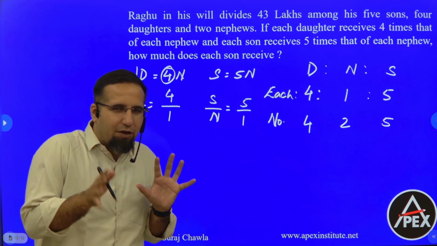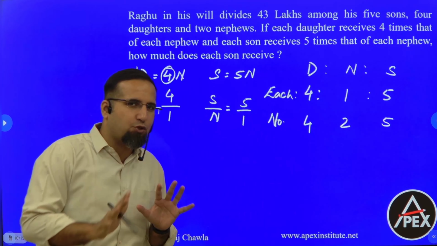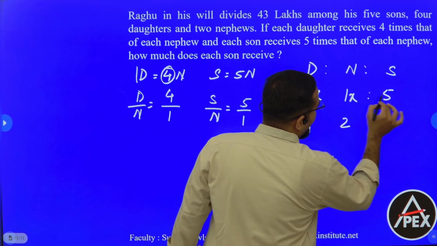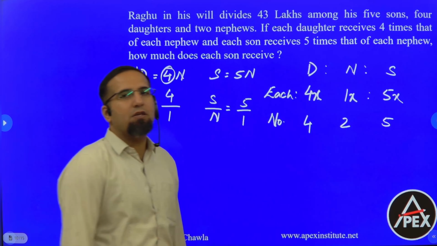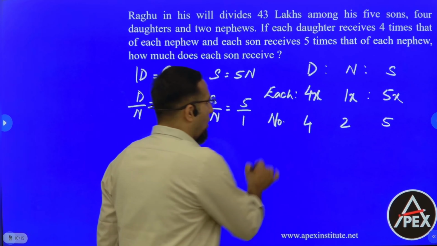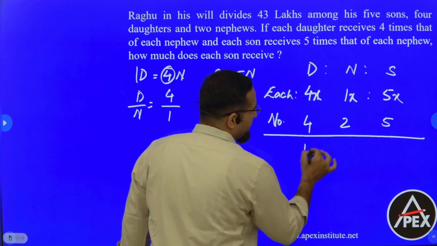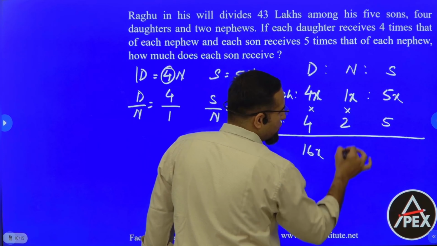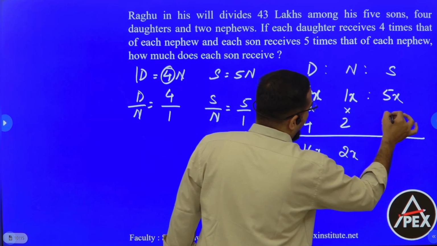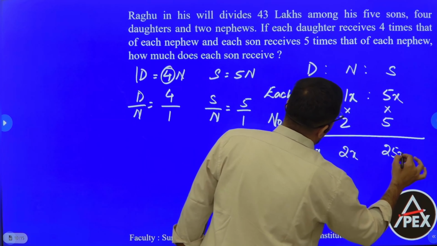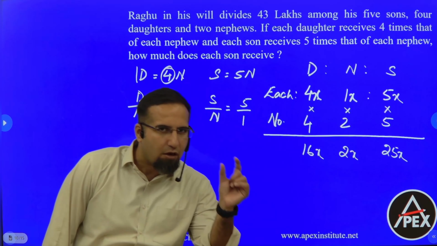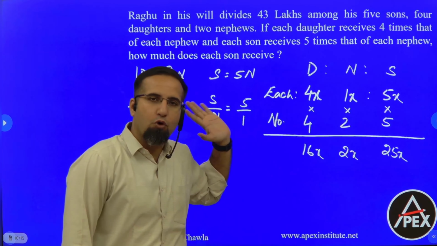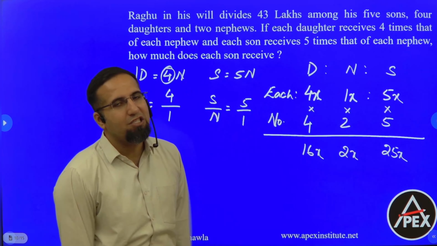Since total is not given, let's go back to the ratios to actual method. So let me write each daughter gets 4x, each nephew gets x and each son gets 5x. So 4 daughters will get a total of 16x, 2 nephews, we have to multiply this, 2 nephews will get a total of 2x and 5 sons will get a total of 25x. I repeat, each son 5x into 5 becomes 5 sons, each daughter 4x into 4 becomes 4 daughters and so on and so on and so on.